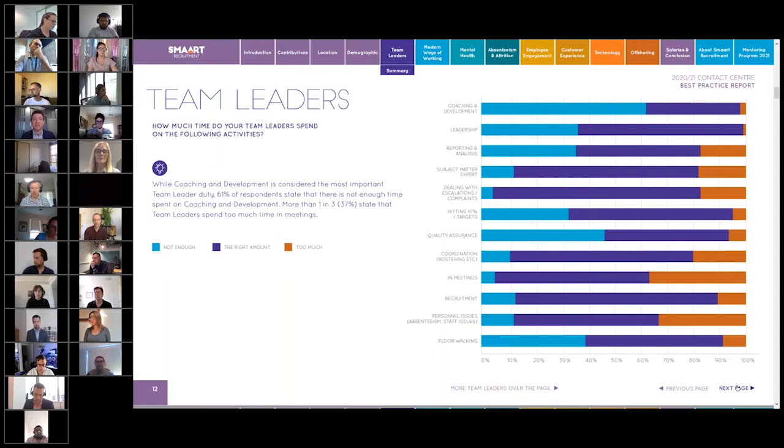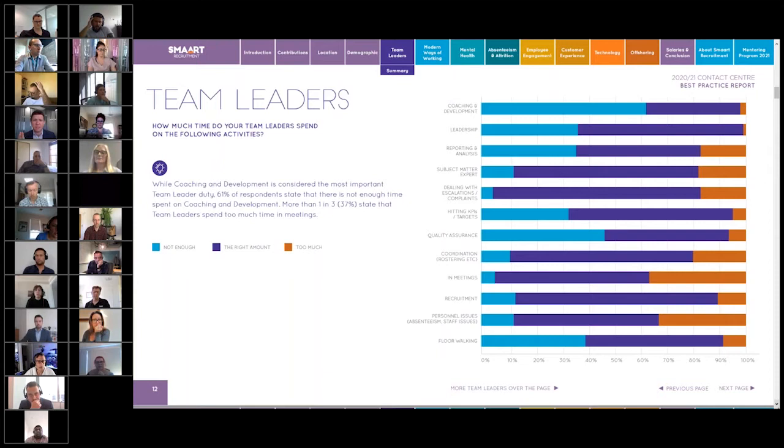We also looked at where time is being wasted. In time being wasted, we see more administration type tasks, so time spent in meetings, coordinating WFM and reporting is where time is being spent, but isn't delivering the amount of value that organizations really want. So there's lots of data here around duties.